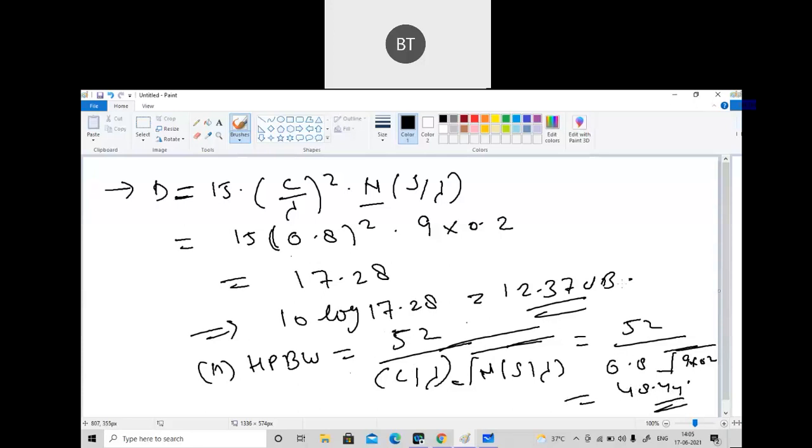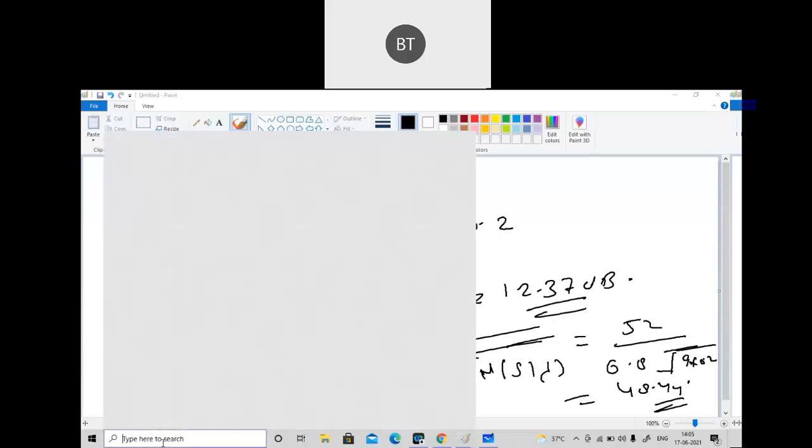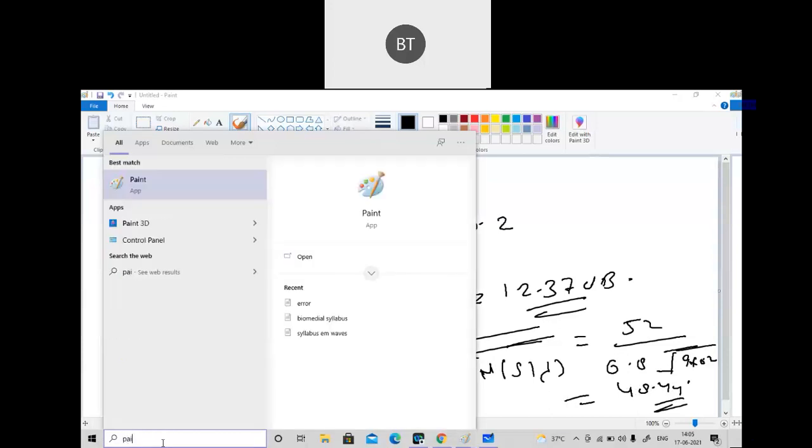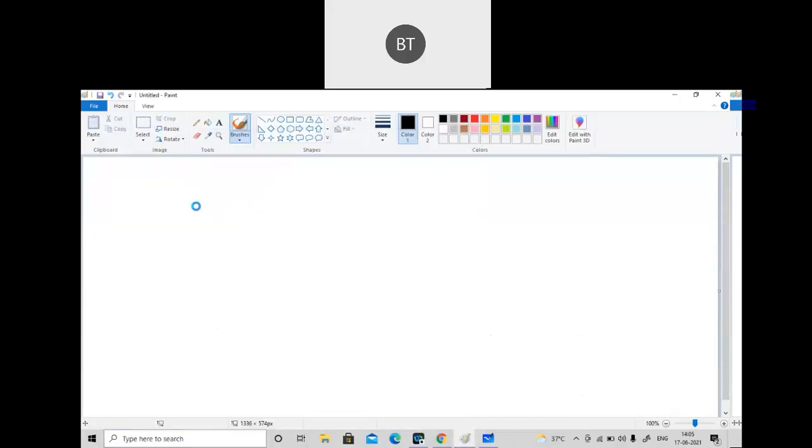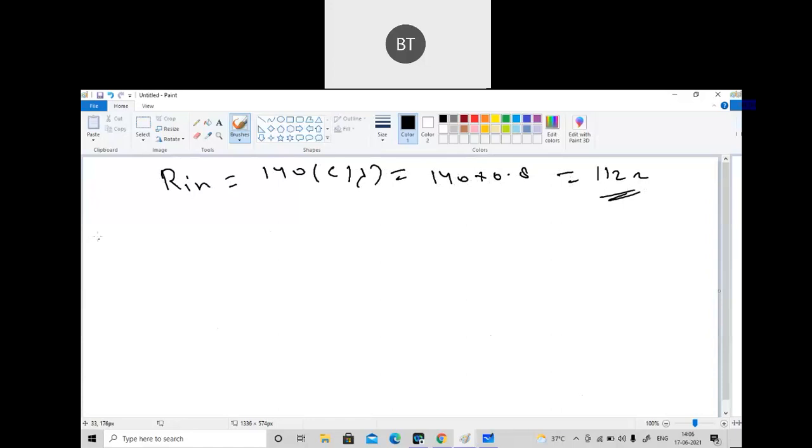Now the third thing is how to calculate the input impedance, that is Rin, which will be equal to 140 into C by lambda, which will be equal to 140 into 0.8, that is 112 ohm. So this is the one problem for homework I am giving you.